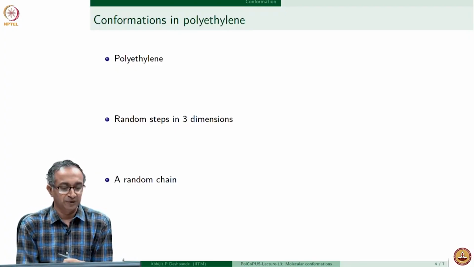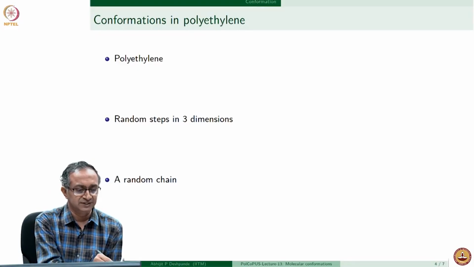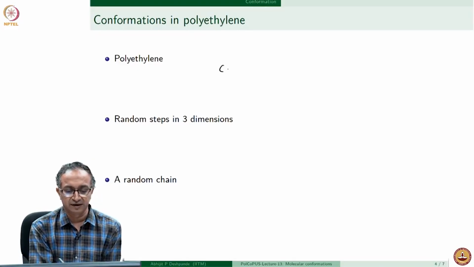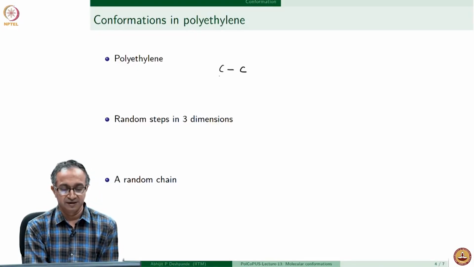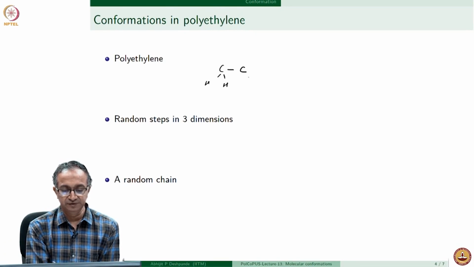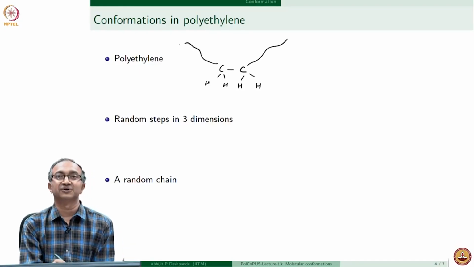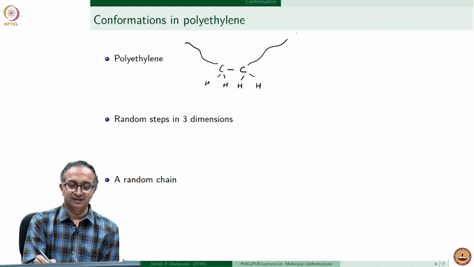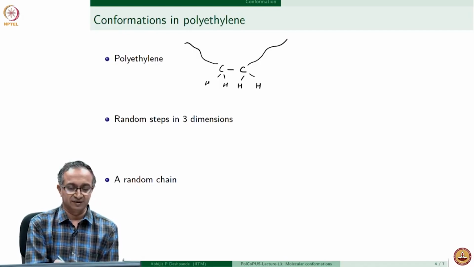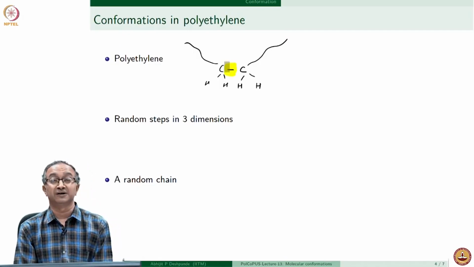So if we look at polyethylene, we can again just think in terms of a single carbon-carbon bond, and there will be two hydrogens which are there, but then of course this polymer chain continues. So what I have drawn is a single ethylene unit and then chains which are going on, and of course rotation is possible around this carbon-carbon bond.